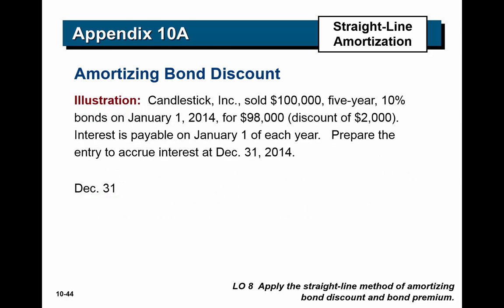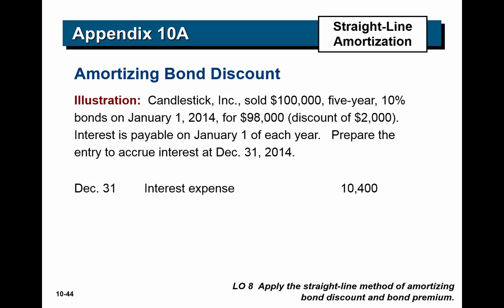Here's an example. Candlestick Inc. sold a $100,000 5-year bond, 10%, for $98,000, so at a discount of $2,000. Interest is payable on January 1st of each year. Prepare the entry to accrue interest on December 31st, 2014. So there's the interest expense of $10,400. And you're like, whoa, wait, where's that expense coming from?